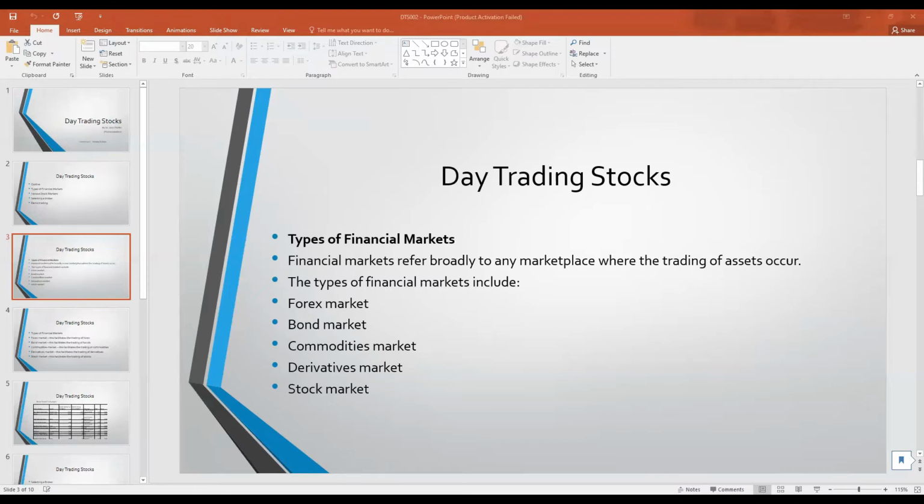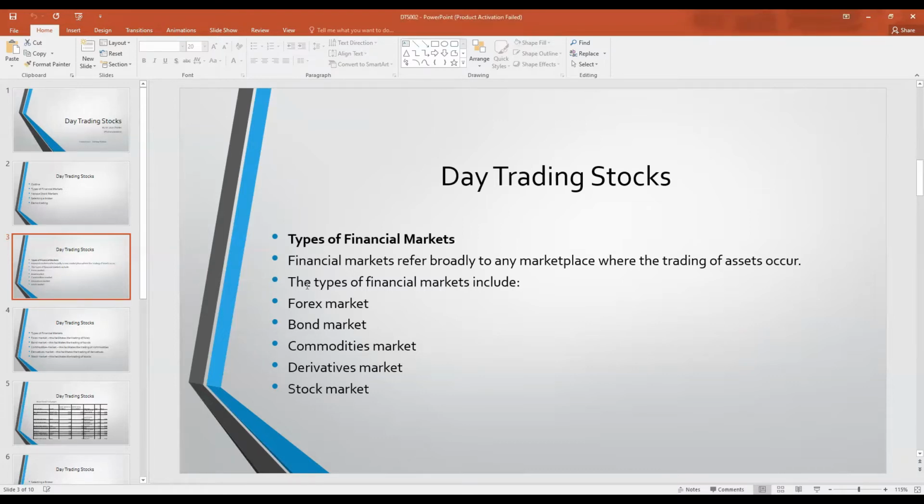The fourth type of asset is a derivative. A derivative is an asset that gets its value from another asset. Some examples of derivatives include futures and forwards contracts. The fifth type of asset is a stock. A stock represents a share of ownership of a company. This course is focused on stocks.